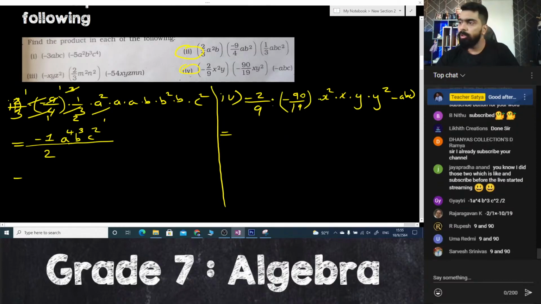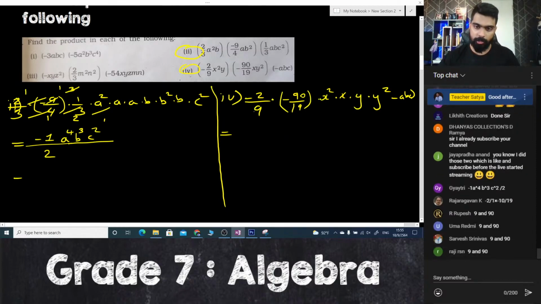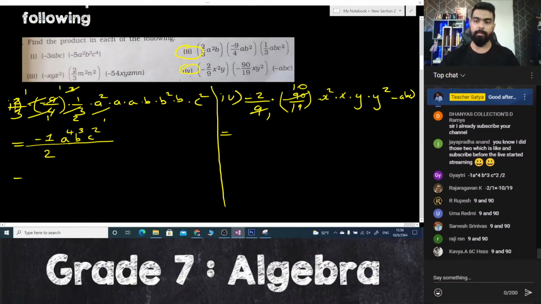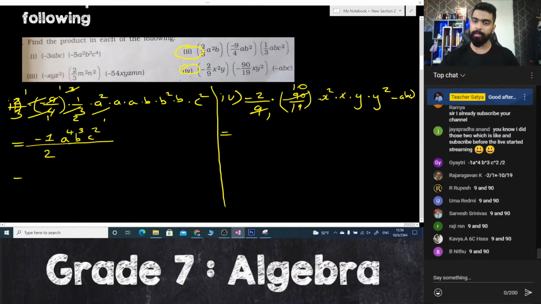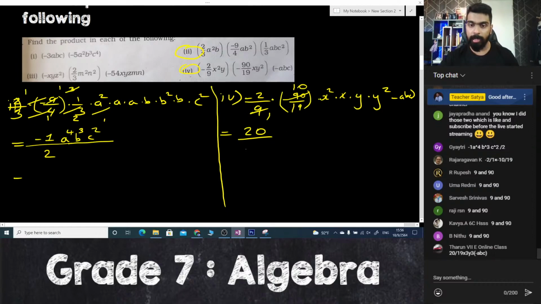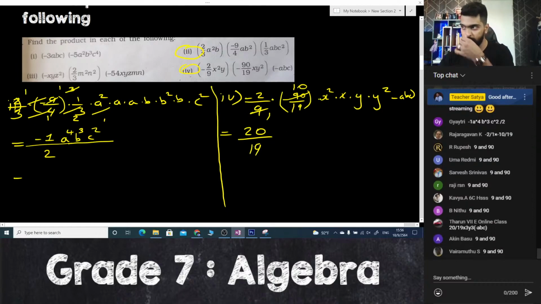All right, guys. So 9 and 90. Very good. 9 will change to 1 and 90 will change to 10. Very good, right? So what do we have? A negative 2 multiplied with negative 10 is going to give us 20, right? 20 over 1 times 19 will give us 19.